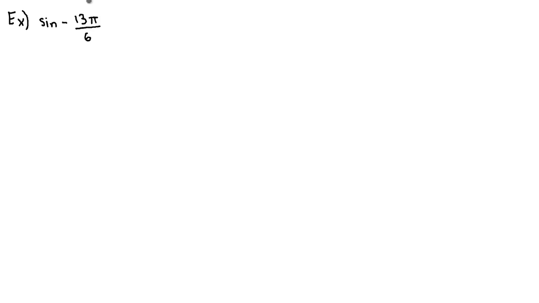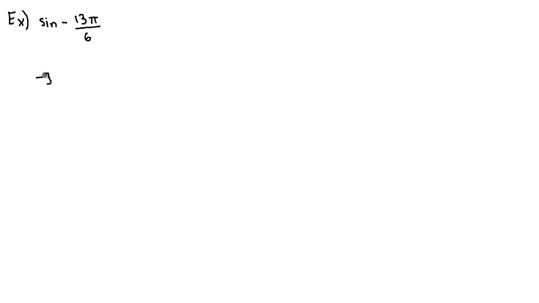In this video, we want to evaluate sine of negative 13 pi over 6. So the first thing that we need to do is find the reference angle of negative 13 pi over 6. And to do that, let's convert radians into degrees first, because that will be an easier way to find the reference angle.